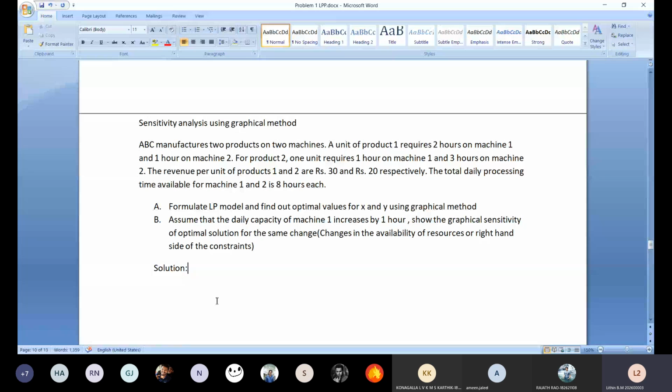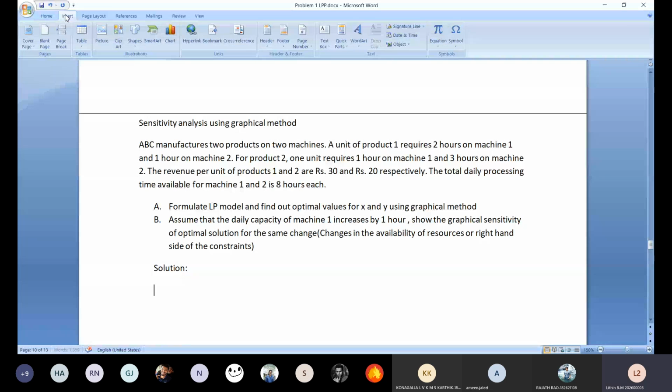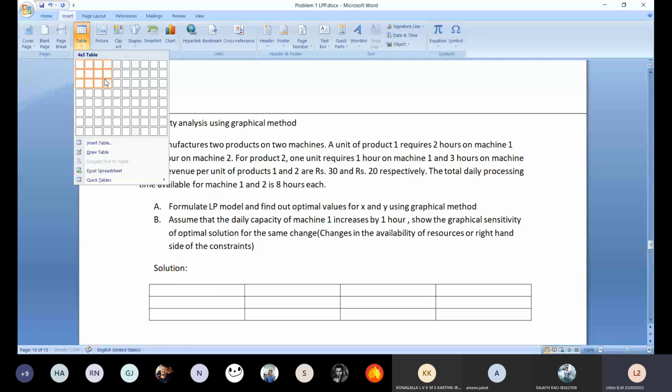And we have two sub questions here. Initially, we have to formulate the LP model, and we have to find out optimal values for x and y using the graphical method. So firstly, we're formulating the LP model. If we could go back in time, this is the first step we followed when we started off with this chapter. Then we moved into the graphical method. Then in the second case, we have to make use of sensitivity analysis. So firstly, let me get the table so that it becomes much easier for us to understand.